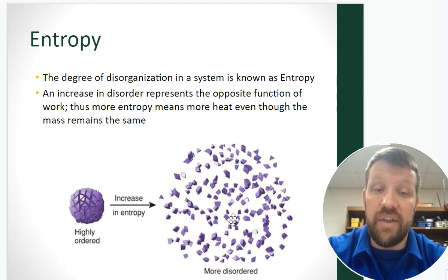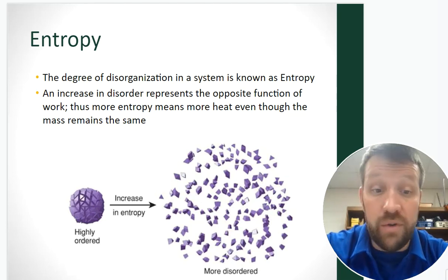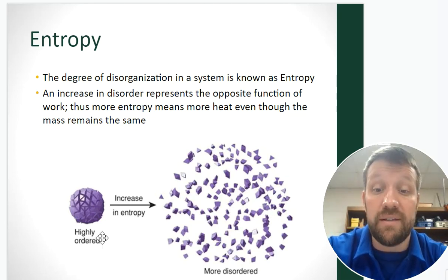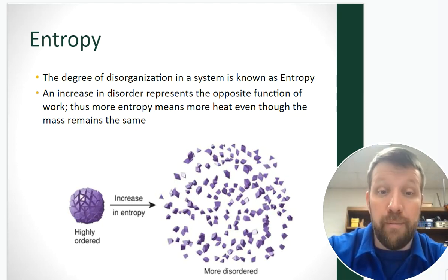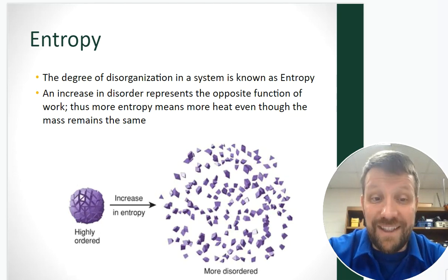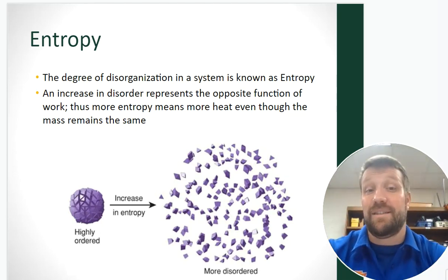And if we look at this, I think it's easier actually to look at the more disordered on the right and realize that we would have to do work to make it highly ordered, right? We have to apply force to move those objects some distance to get to this highly ordered state. What this is saying is entropy is the opposite of that. More entropy means more heat and thus the spreading of these objects and more chaos.